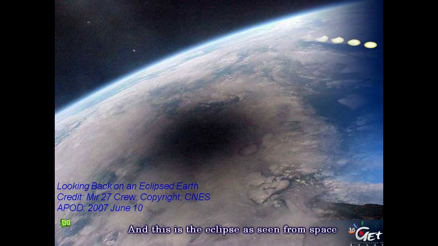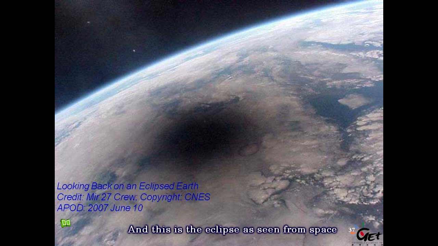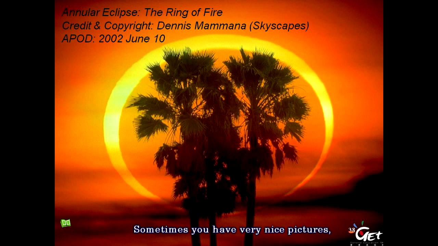And this is the eclipse seen from space. This is the shadow of the moon on the Earth. It's around 300 kilometers, and you see that there is a penumbra of around 7,000 kilometers around it where you have a bit less light. So sometimes you have very nice pictures. So this is a partial ring.